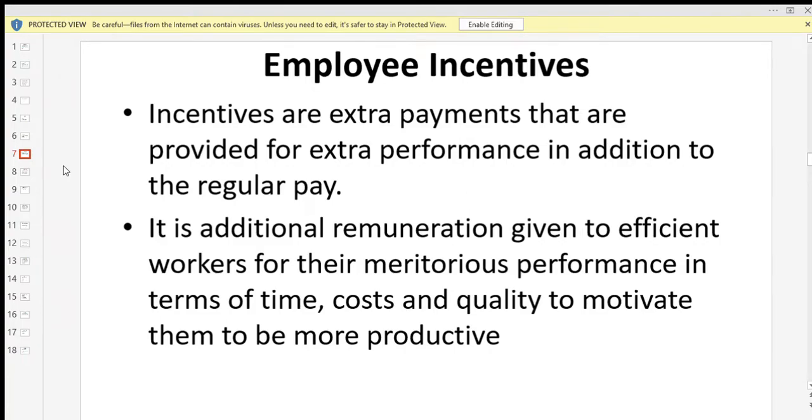Another employee reward is employee incentives. Employee incentives are extra payments provided for extra performance in addition to regular pay. It is when they pay you extra for performing extra in addition to the regular pay. For example, if they pay for your overtime, it is additional remuneration given to efficient workers for their meritorious performance in terms of time, costs, and quality to motivate them to be more productive. So they are motivating you to be more productive to the organization by paying you extra compared to the regular wages.